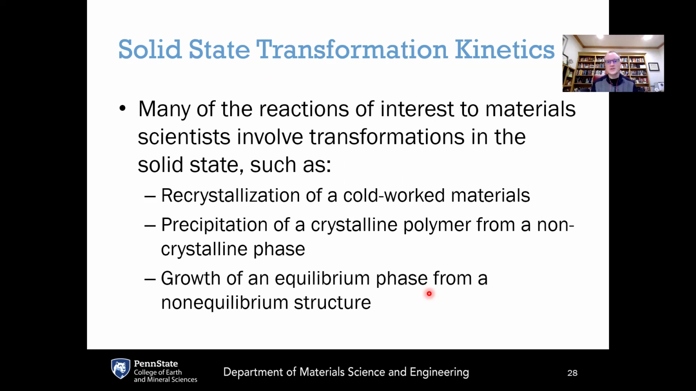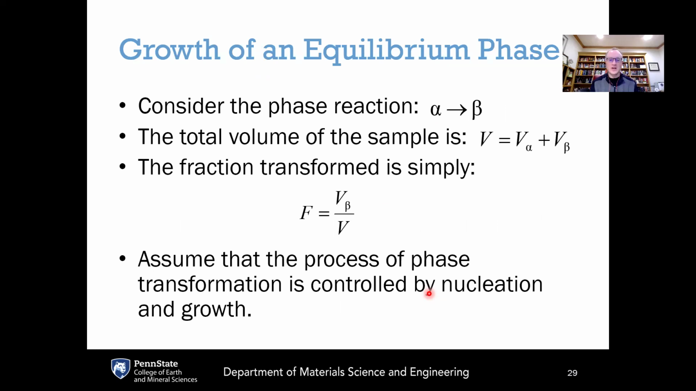Many of the reactions of interest to material scientists involve transformations in the solid state, such as, for example, recrystallization of a cold worked material, precipitation of a crystalline polymer from a non-crystalline phase, or growth of an equilibrium phase from a non-equilibrium structure. All of these could be examples of solid state transformation kinetics.